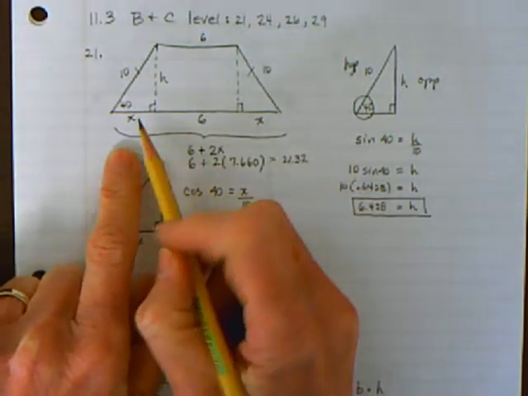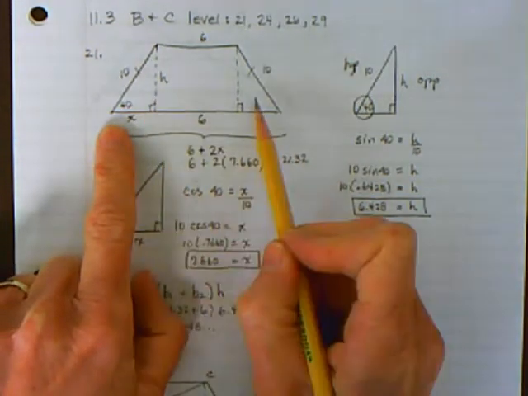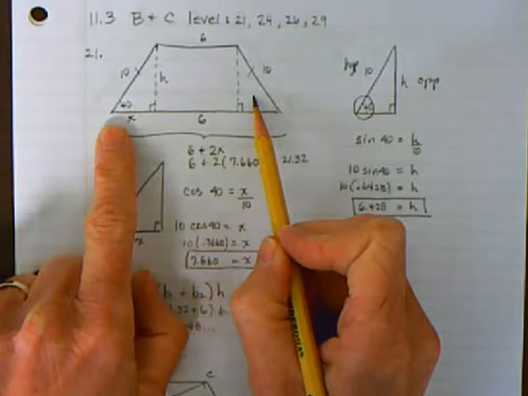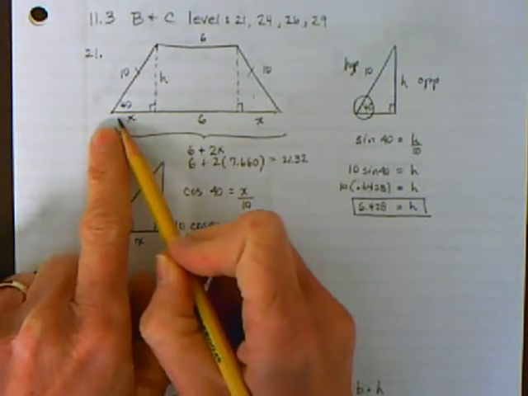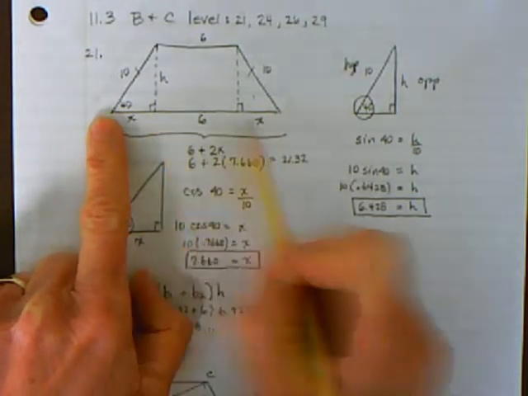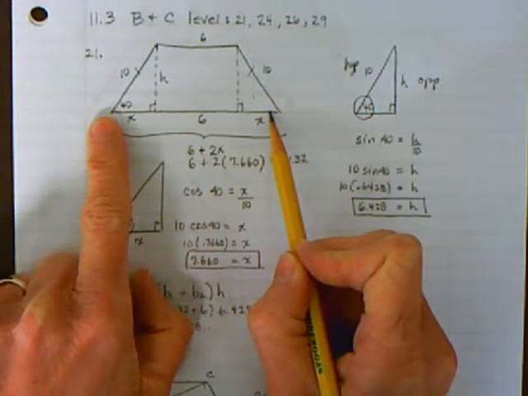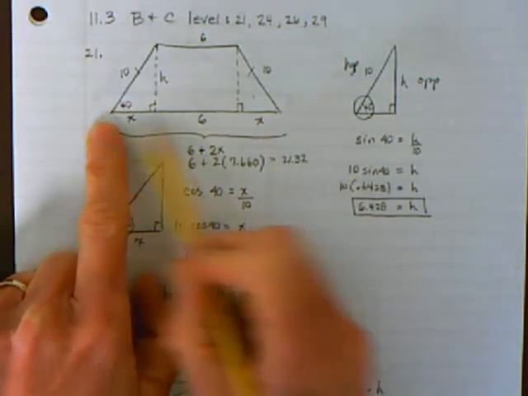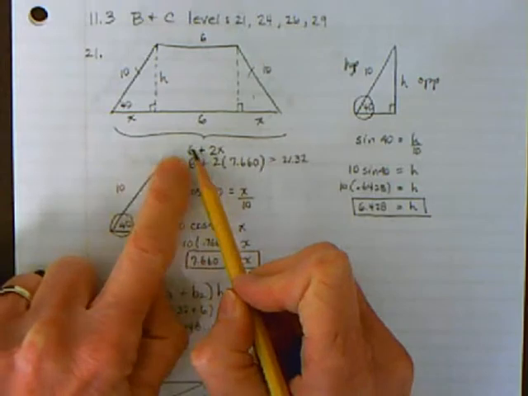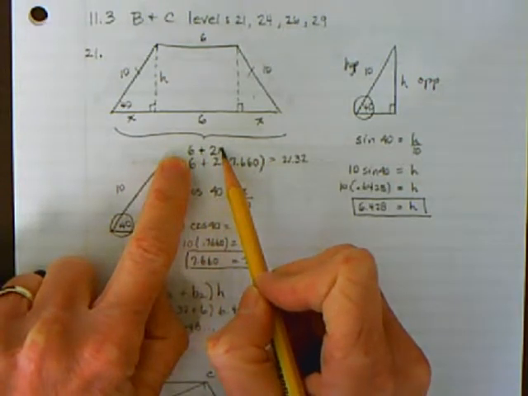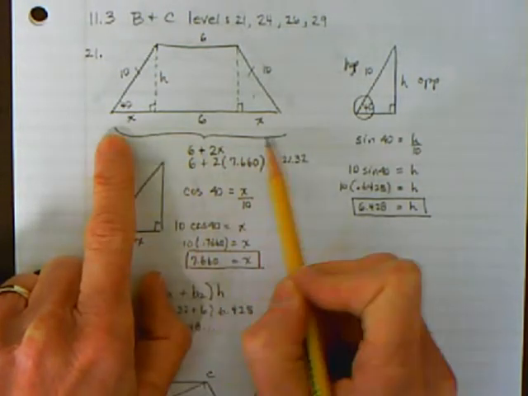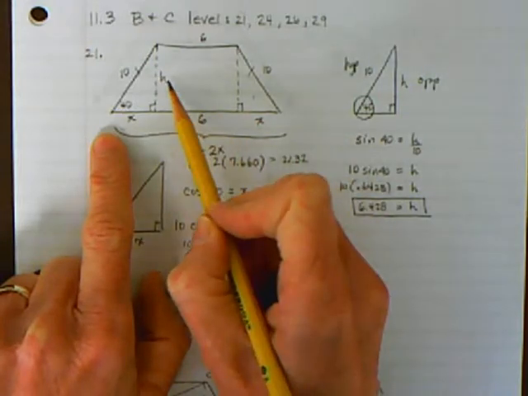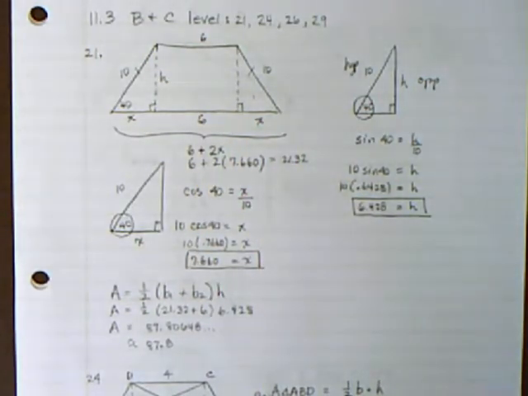Now, since it's an isosceles trapezoid, this triangle here and this triangle here are the same. They're congruent. So if this length is x, then this length is also going to be x. And so this entire length of this base is 6 plus 2x. And I don't know this base, which I have to find, and I don't know the height, which I have to find. So let's first find the height.